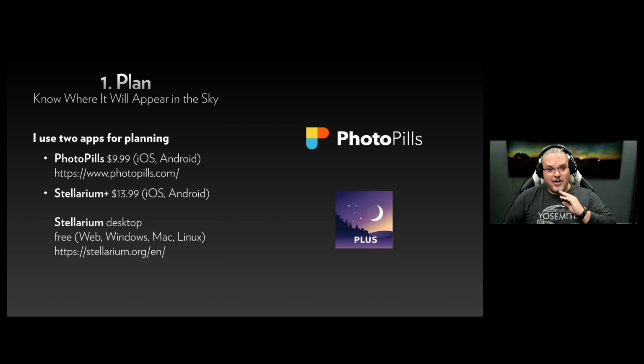My primary app for planning is Photopills. Photopills gives me the most information about how to plan for a shoot. And we're going to give you a lot of examples on how to use it to plan smartly, specifically for a meteor shower. And that's on both iOS and Android, and it's very affordable. It's worth every penny and more. They should charge more, but they don't.